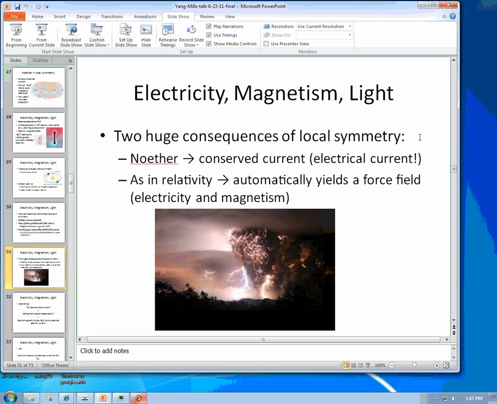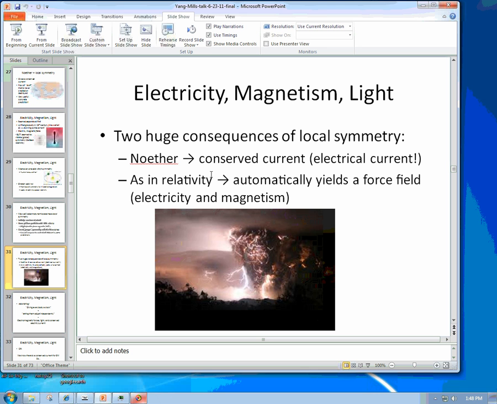So there are two huge consequences of local symmetry that I alluded to in the case of relativity. One is that Noether's theorem comes in and says, okay, if you've got a local symmetry, there's always a conserved current associated with that. Guess what? That's electrical current. It's not the only derivation, and it's not the original derivation, but it's a cool post facto derivation that there's this stuff called electrical current, and it can't be created or destroyed, but it can move around. And so, for example, a dramatic illustration of that is lightning. This is that volcano in Chile a few weeks ago.